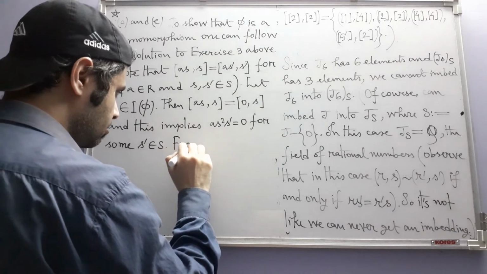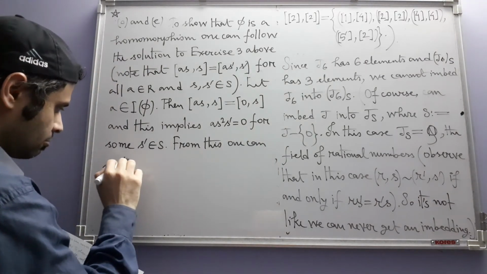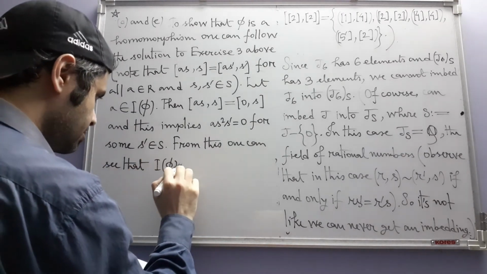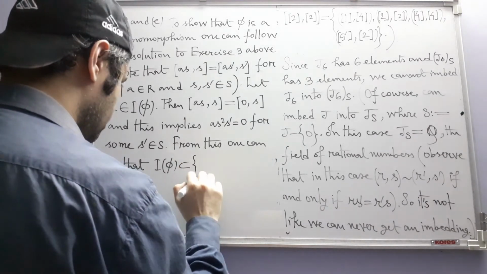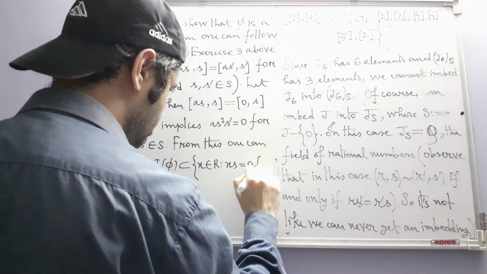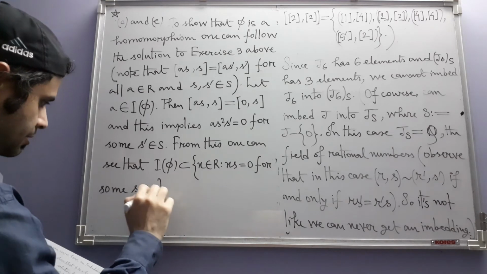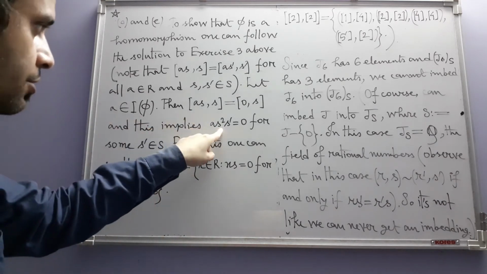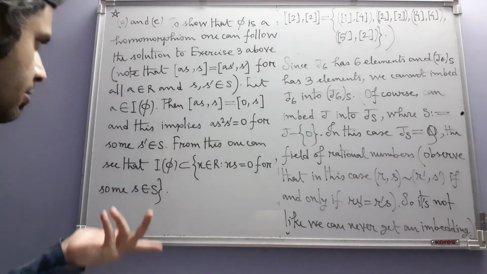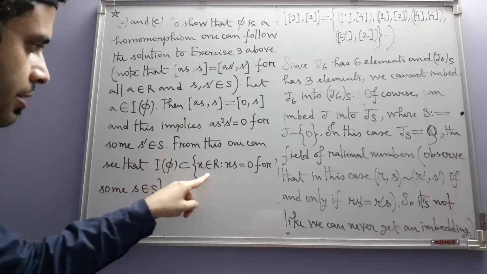From this, one can see that the kernel is contained in this set: x belonging to R such that xs is equal to 0 for some s belonging to S, because that's what we are getting, right? s² s' is an element in S because S is a multiplicative system, so it's closed under multiplication, and multiplying that with a, we are getting 0. So the kernel is contained in this set.